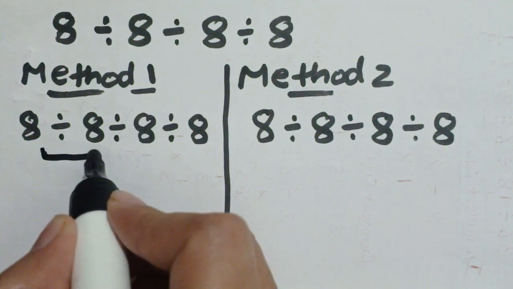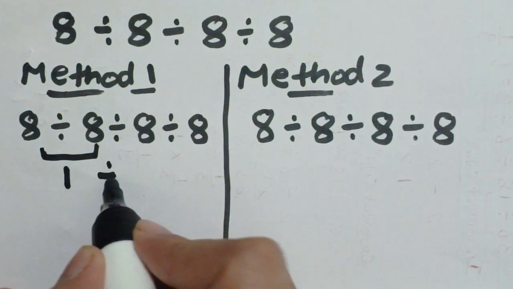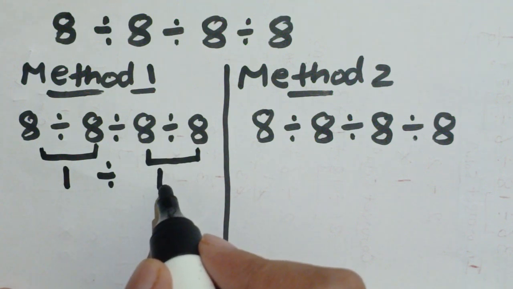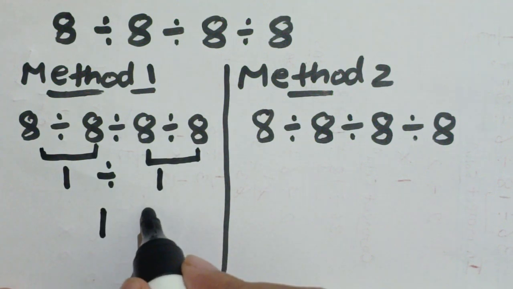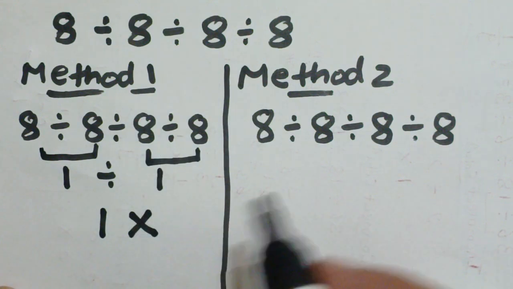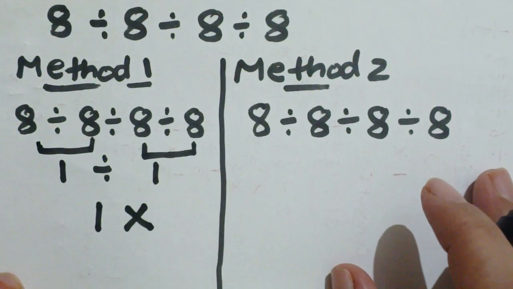So 8 divided by 8 is 1. Divide by 8 divided by 8, which is 1. So 1 divided by 1, which is 1. So this is the wrong answer. This is the wrong method of doing this expression. So let's see the correct method.